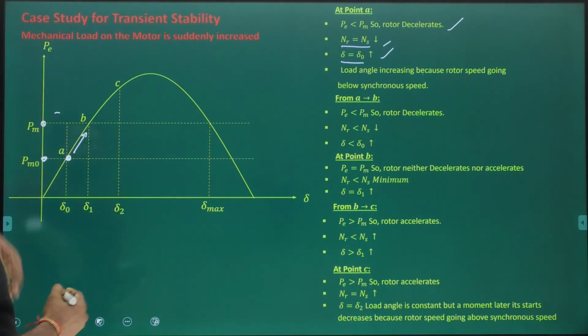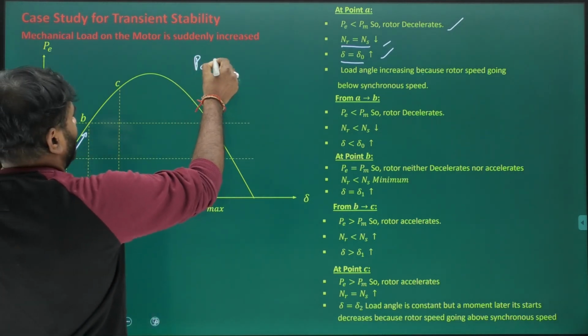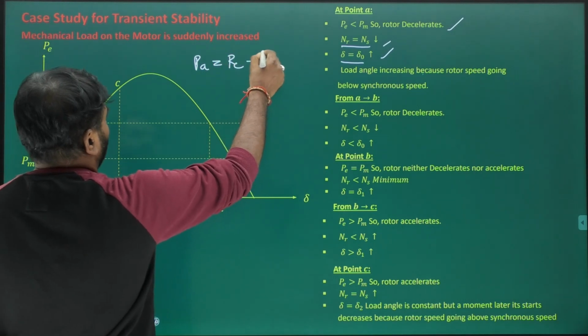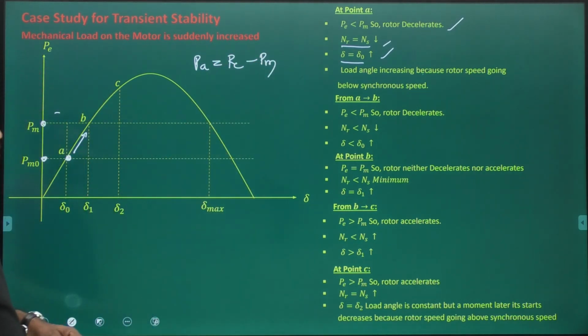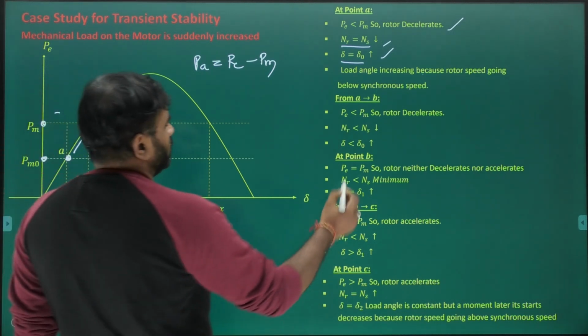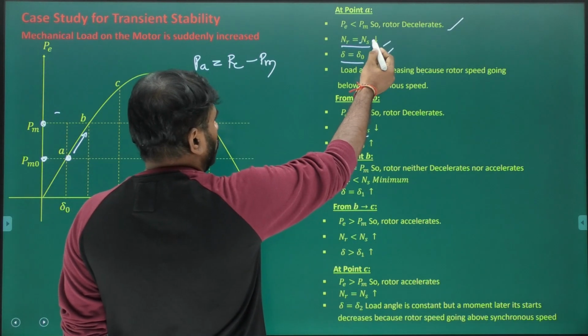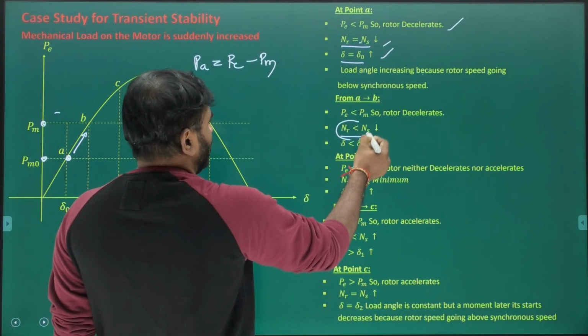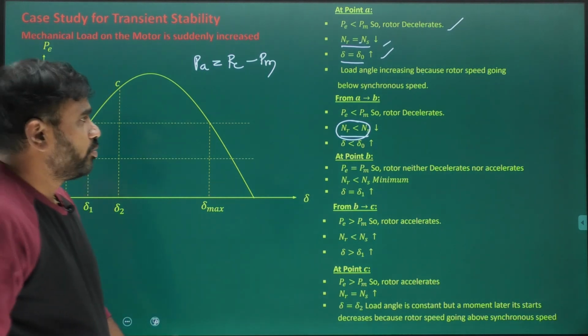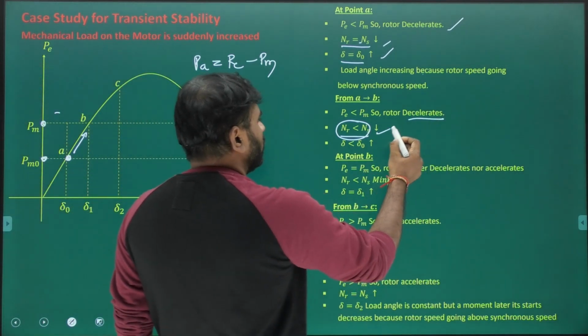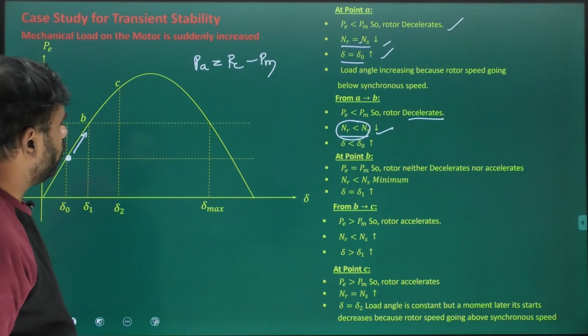Mechanical power is more than what? Electrical power. Accelerating power is PE minus PM. Since mechanical power is greater than electrical power, again what now? Rotor is in deceleration only, and rotor speed is here equal to synchronous but with a decreasing trend. But what happened here? It is less than synchronous, but because of deceleration it is in what? Decreasing trend. And load angle is what?